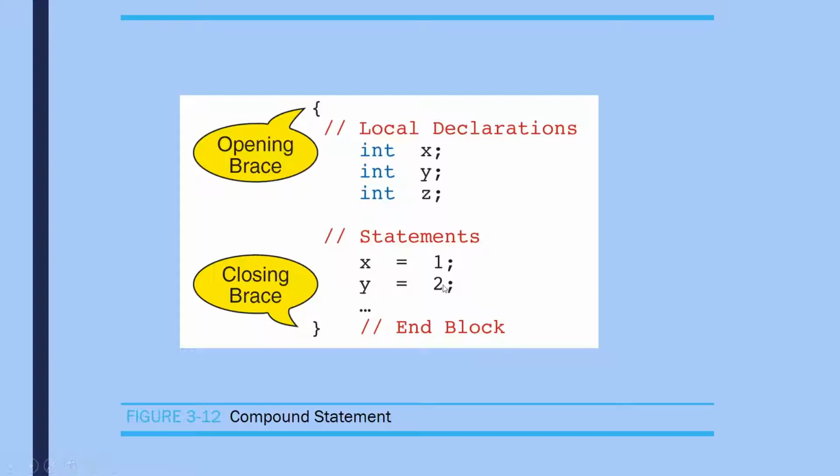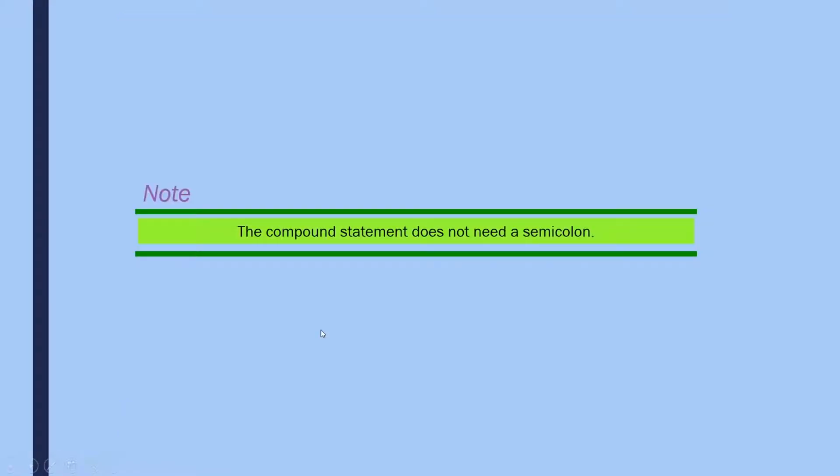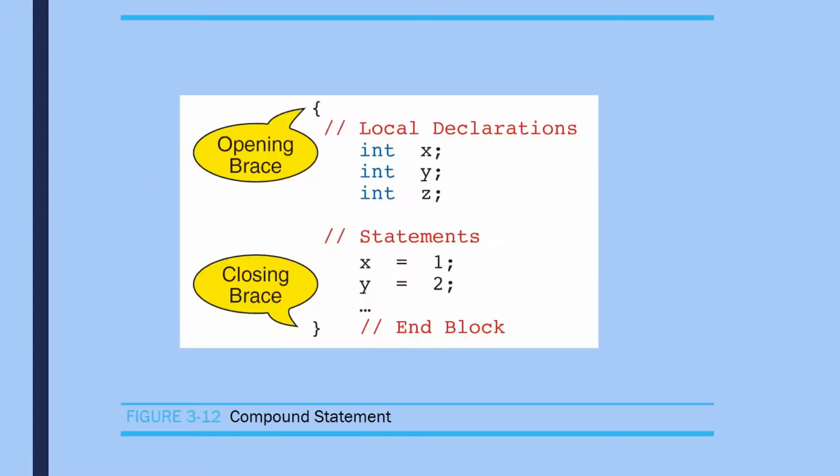Okay, so this means that the compound statement started here and will be ended here. So the compound statements do not need a semicolon. So we don't need a semicolon just here at the end of the block.